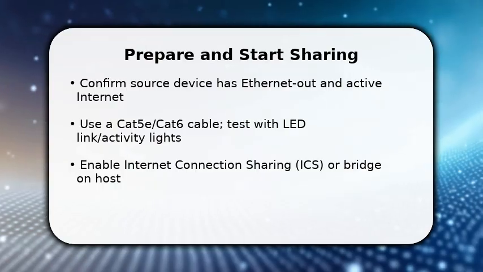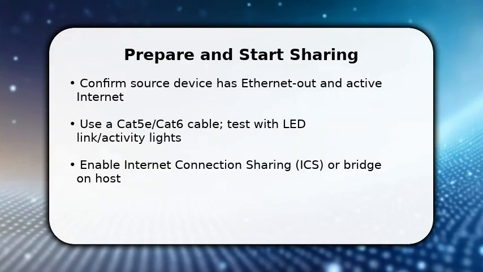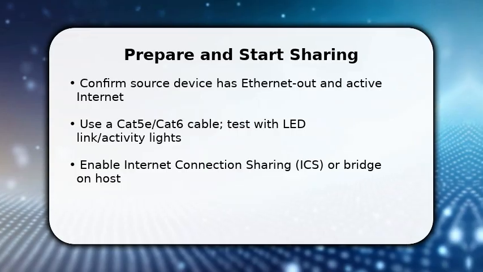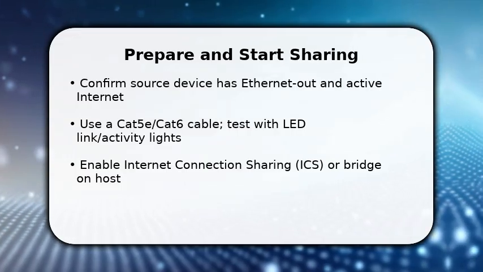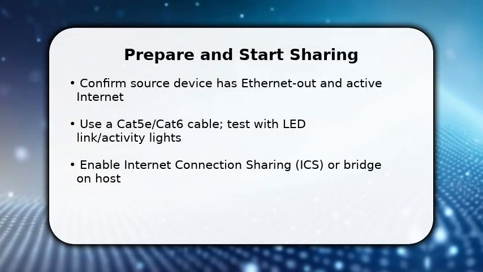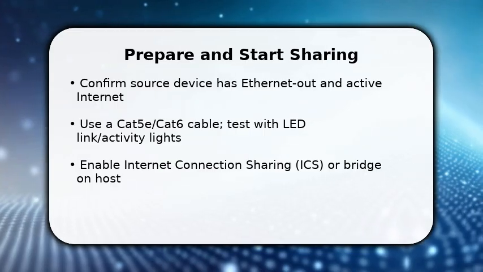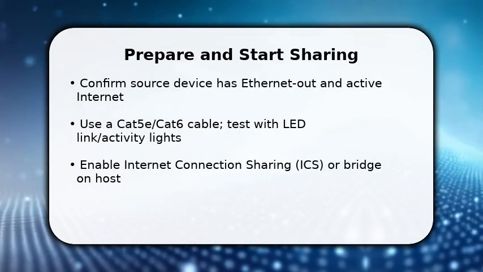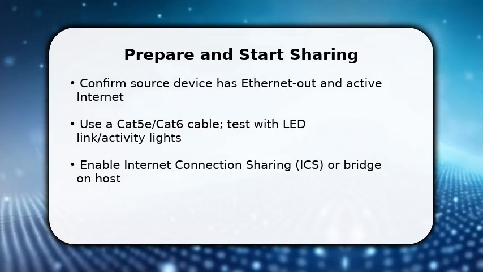You begin by confirming the source device has an Ethernet port and active internet. Once confirmed, connect a Cat5e or Cat6 cable to the port. Next, make sure Link/Activity LEDs light to verify the physical connection. On Windows or Mac OS, open Network Settings and enable Internet connection sharing or create a network bridge.